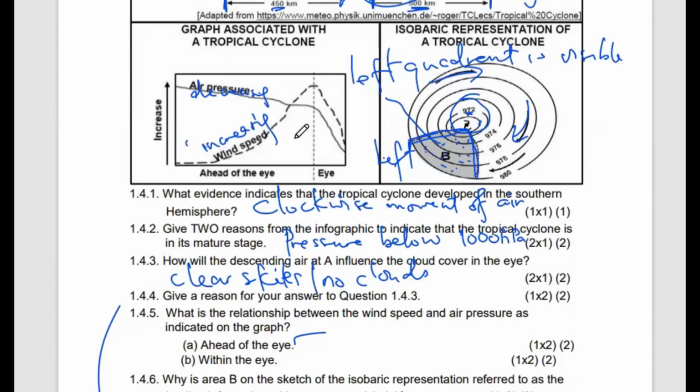And within the eye here, what is happening within the eye? We are now in the center of the system. If we check the two illustrations, what is happening to wind speed? Wind speed, you are seeing it's decreasing. And also air pressure is decreasing again. So we are saying ahead of the eye, wind speed increases and air pressure is decreasing. Within the eye, both of them are decreasing. Wind speed is decreasing, and at the same time, air pressure is decreasing. That is what happens within the eye.